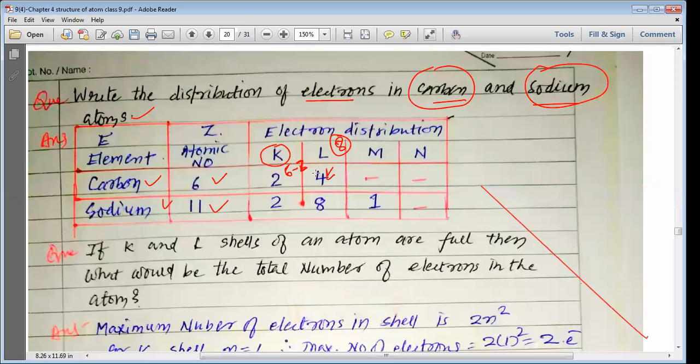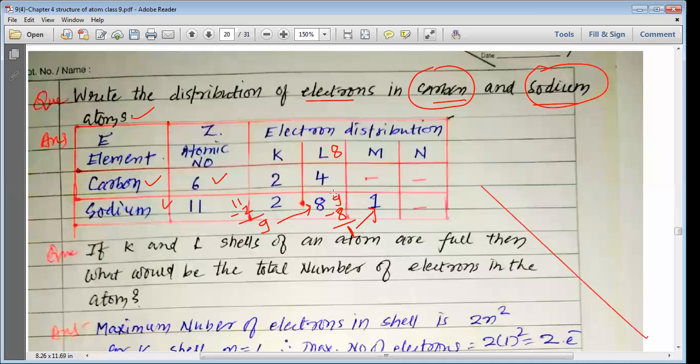But in the case of sodium, 11 minus 2 is equal to 9. So in the next L shell, we can fill up to 9 electrons. But we know that in the L shell we can fill a maximum of 8 electrons. So out of 9, we have filled 8 electrons in that. So now 9 minus 8 is equal to 1. So in the next shell M, we will fill 1 electron.